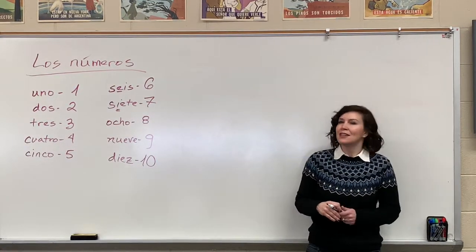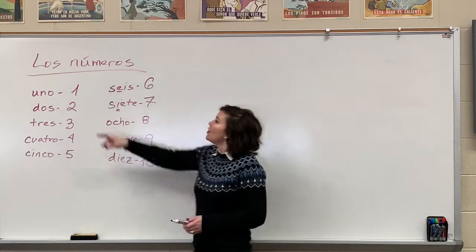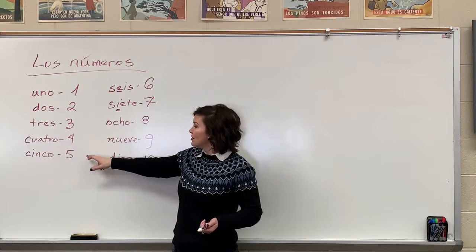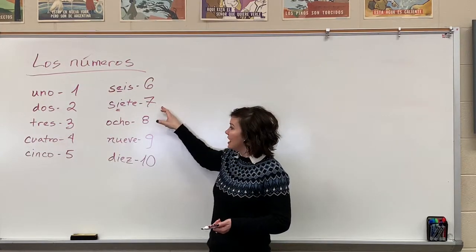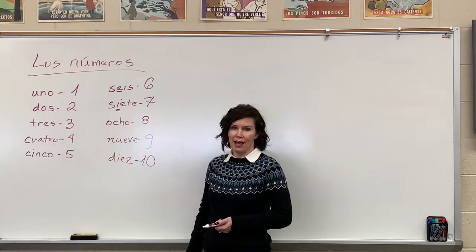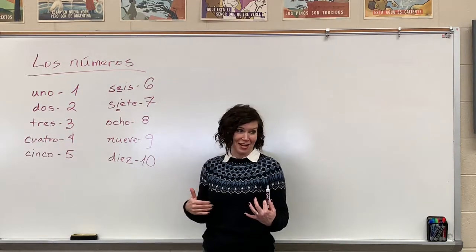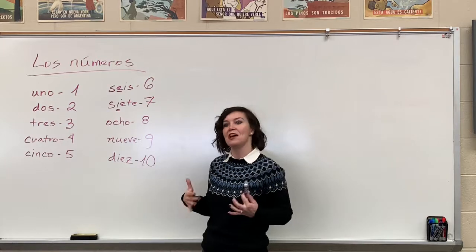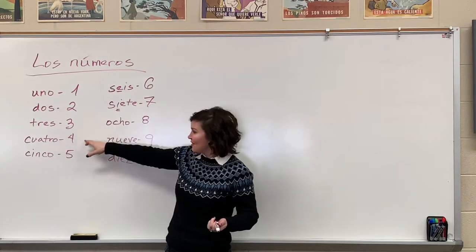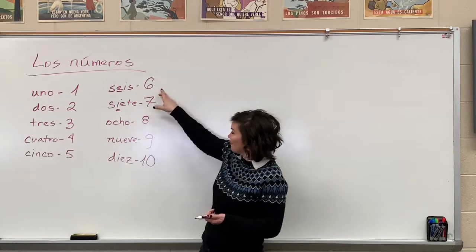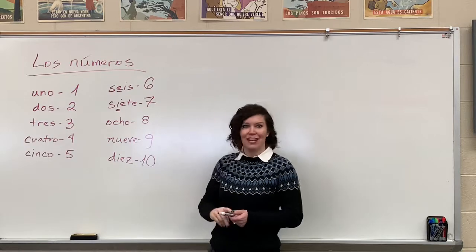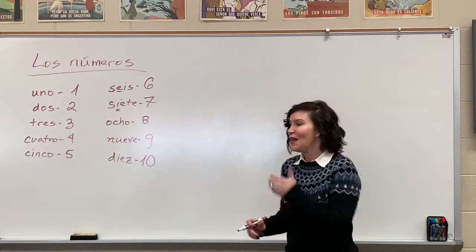So let's go ahead and say these ones together. We'll take a pause. Ready? Uno, dos, tres, cuatro, cinco, seis, siete, ocho, nueve, 10. And I heard about half of you. So I want everybody this time. Ready? Kind of loud. Let's get waking up here. Ready? Uno, dos, tres, cuatro, cinco, seis, siete, ocho, nueve, 10. Good. And you guys pronounced them well. So good job.